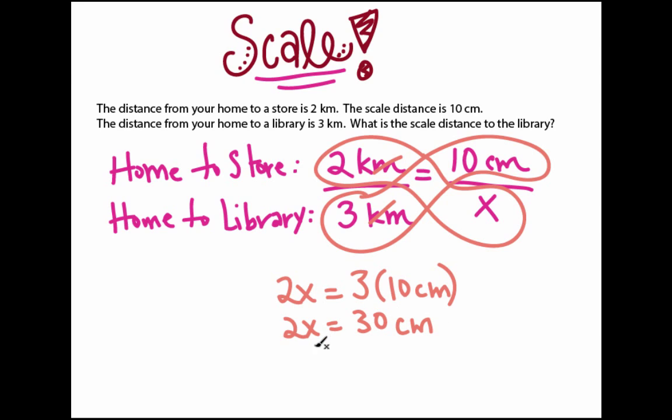Now you want x by itself because you're trying to solve for x. So you need to think, what do I need to do to this side of the equation to get x by itself? Well, to get rid of that 2, you could divide by 2. And what you do to one side of the equation, you need to do to the other side of the equation. And now you can cross out your 2's. And then you're left with x equals 30 centimeters over 2. Once you plug that into your calculator, x would equal 15 centimeters.